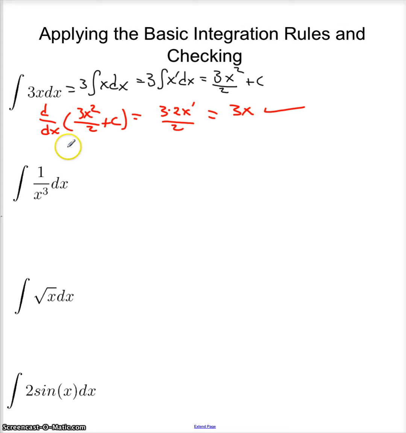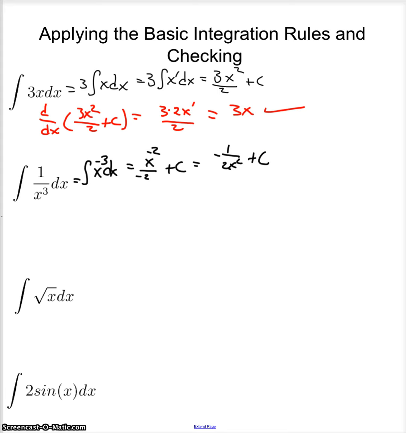Let me try this one right here. Now the first thing I'm going to do is rewrite this. So this is the integral of x to the negative 3 dx. So you raise the power by 1 and divide by the power. So this is going to be x to the negative 2 over negative 2. Don't forget to add your constant. Now I'm going to rewrite this because this is just kind of ugly. So this is minus 1 over 2x squared plus a constant.